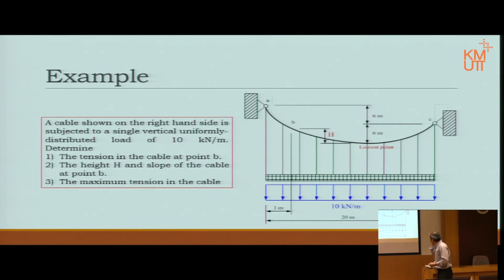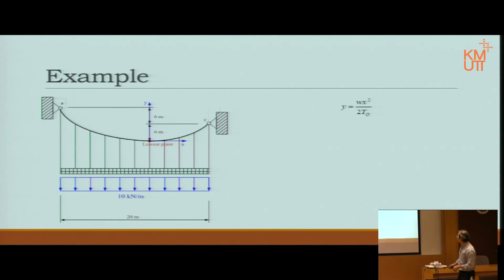We know that the origin that we set for xy is at the lowest point, but apparently because the supports at point A and point C are at different levels, it is almost guaranteed, if the load is uniform, that the lowest point is not at the middle of the span. So it's one of the tasks that we have to do here. One, we don't know what T naught is. Two, we don't know where the origin of xy is. So let's look at that.